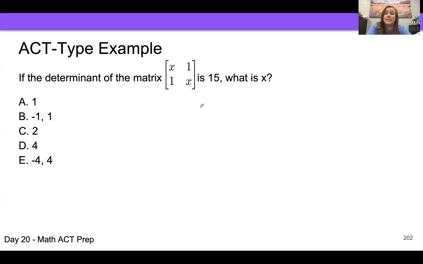Pause for a minute, see if you can use that determinant formula and get the answer. When you're done, unpause and I will go over it with you.